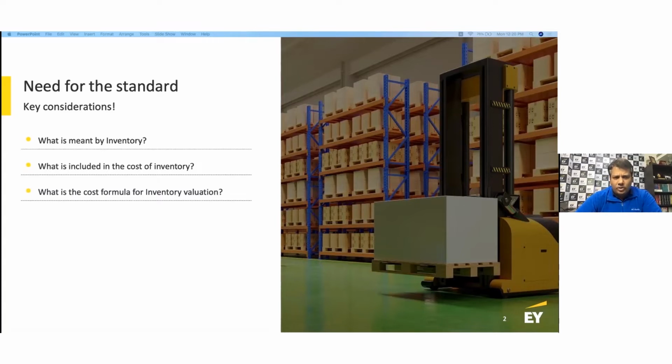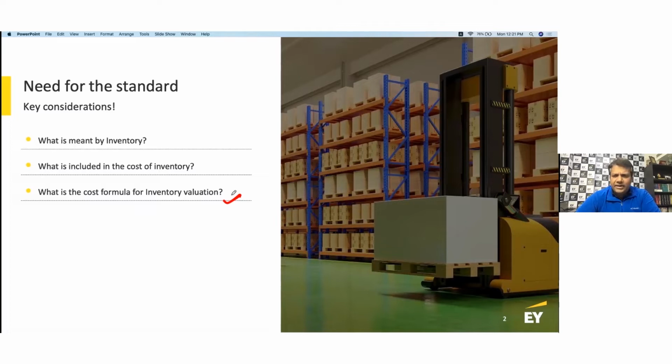What are the cost formulas used for inventory valuation, right? Different formulas: FIFO, standard costing, or retail method, LIFO, for example, which is generally not permitted. And then weighted average cost, right? There are multiple formulas which are being used for inventory valuation, and this is an area where we again experience some diversity in accounting practice. So it's important for you to understand.